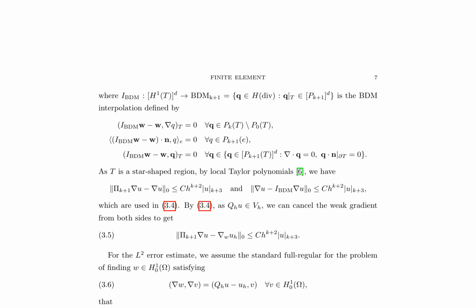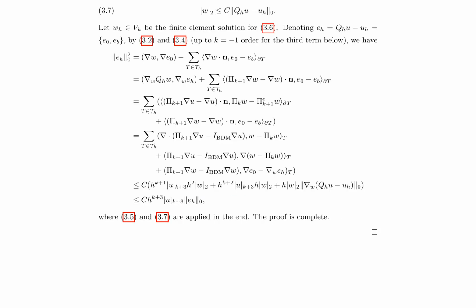This research paper discusses the development of a novel finite element method for solving elliptic problems, focusing on the analysis of the interpolation error estimates and the numerical test results. The finite element method is based on the BDM interpolation, which is used to approximate the gradient of a function in the H-div space. The authors introduce the BDM interpolation operator I_BDM, defined by three conditions.